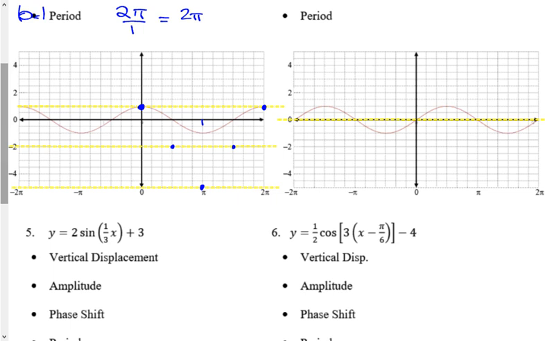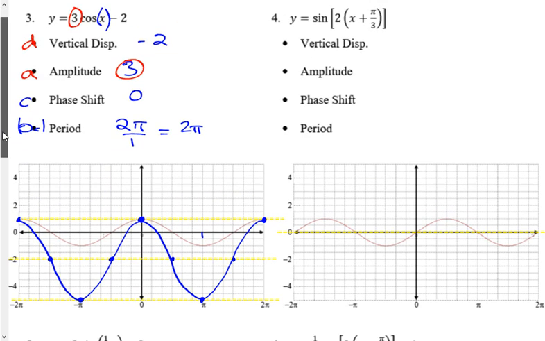And I'll just now just count grid lines. So 3 to the left, I'll be at the center line. 3 more, I'll be at a minimum. 3 more at the center line. 3 more at the maximum. And there's my graph. Any questions with this number 3?